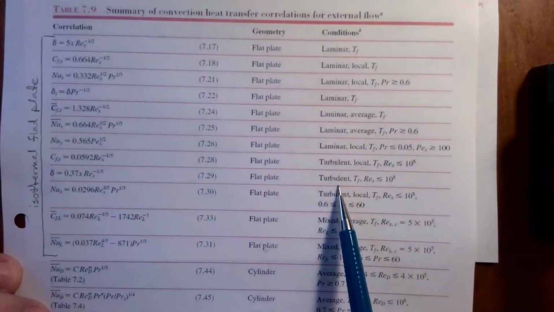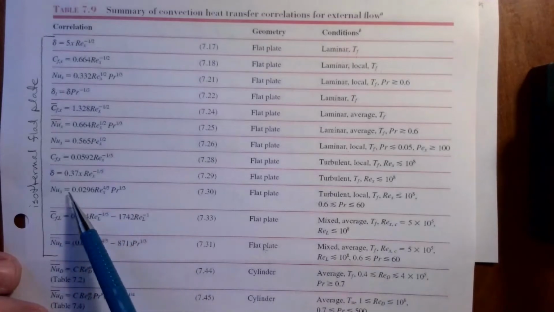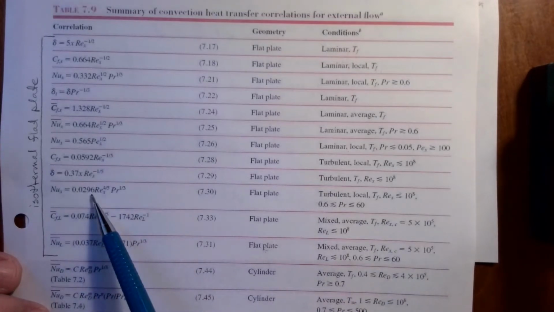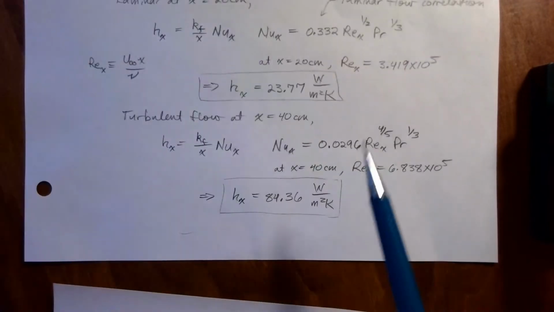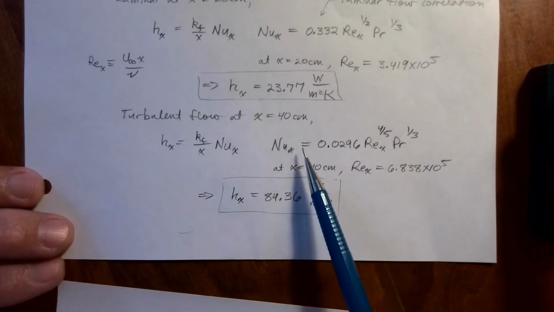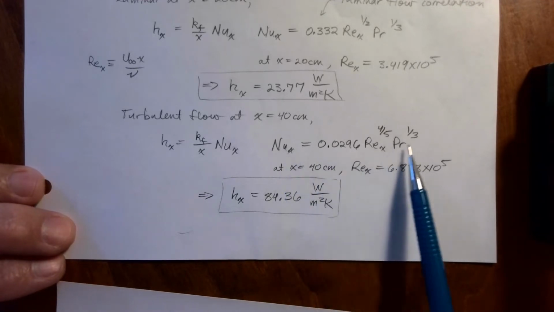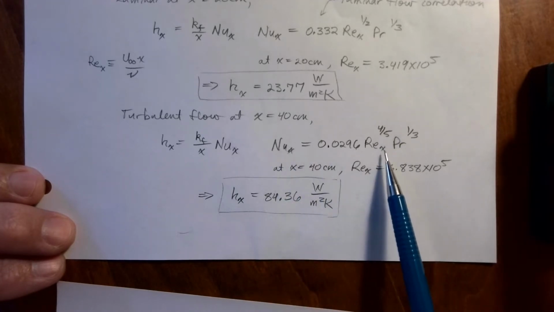Turbulent flow, for a local correlation for the Nusselt number: 0.0296 Reynolds number to the 4/5, Prandtl number to the 1/3. So this is the correlation that I've written down here. Please do take the time to communicate which correlation you're using in your solution. Write down the correlation. So we're going to do the same thing.